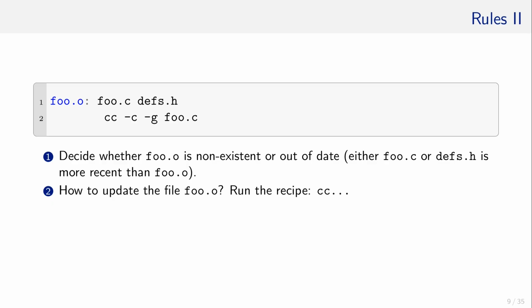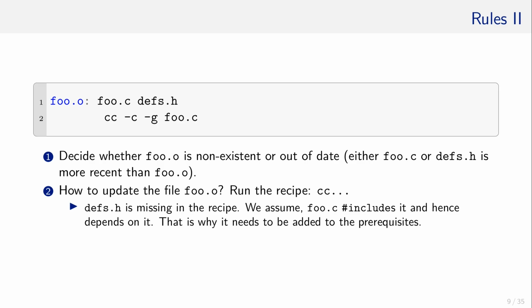So here, to achieve the target foo.o, which depends on foo.c and defs.h, the C compiler with the parameters -c and -g followed by the source code foo.c is invoked. Note that defs.h is missing in the recipe. We assume that defs.h contains definitions and is included into foo.c. Hence, a change to defs.h might have an impact on the functionality in foo.c. Therefore, this dependency needs to be explicitly expressed in the prerequisites.